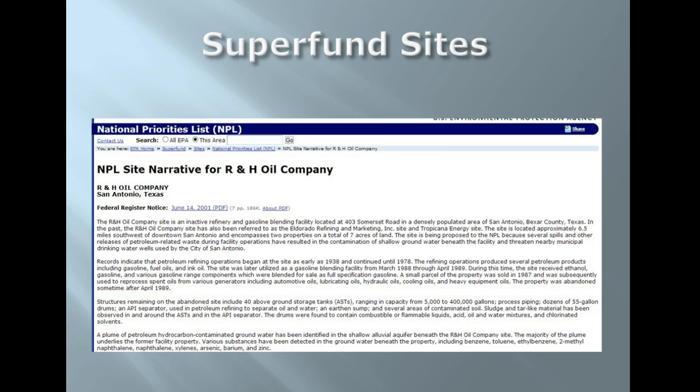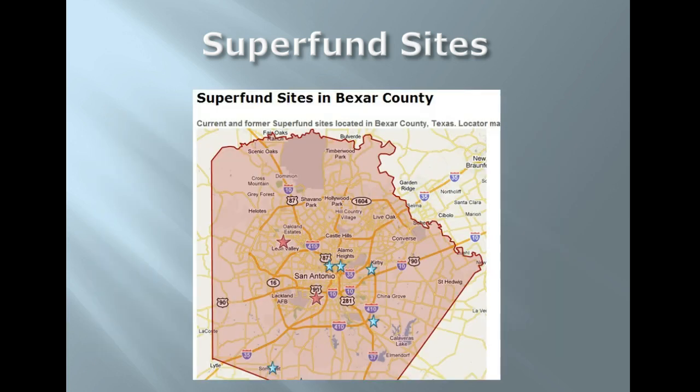Okay, here's an example of an NPL site in San Antonio. If you Google Superfund sites in San Antonio, this is one that would show up. This is showing you the map. The red stars are on the national priorities list. The blue stars are sites that have been proposed as Superfund sites or those that have already been cleaned up and shut, like the case has been closed.